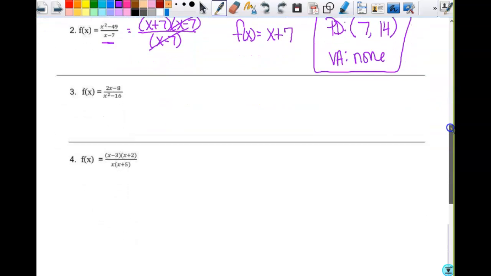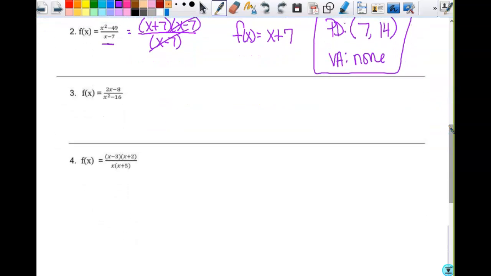All right, so then let's look at number 3. I'm going to factor this. So this will give me 2 times x minus 4. What is this in the denominator? Difference of squares. Okay, we have a few more people excited. So this is x plus 4 times x minus 4.